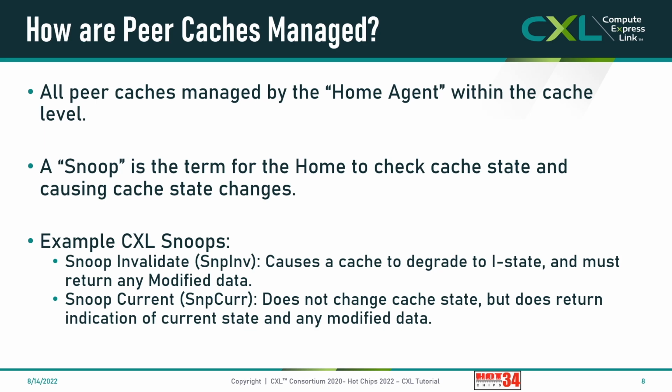Examples of CXL snoops are snoop invalidate. This causes the cache to downgrade to I state and must return any modified data. Snoop current is an indication that the home does not want to change the cache state, but it does want to know if there's any modified data in a cache. So it needs to get a copy of any modified data to make sure it has the most recent version.